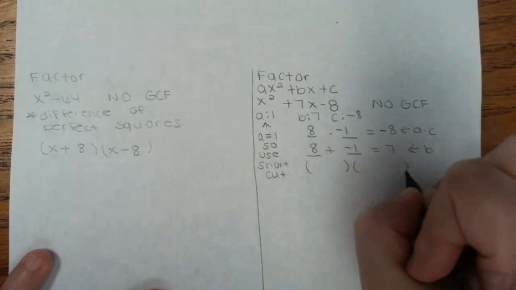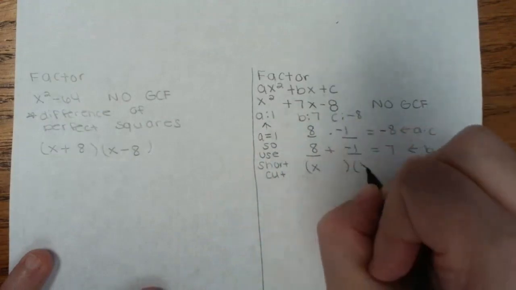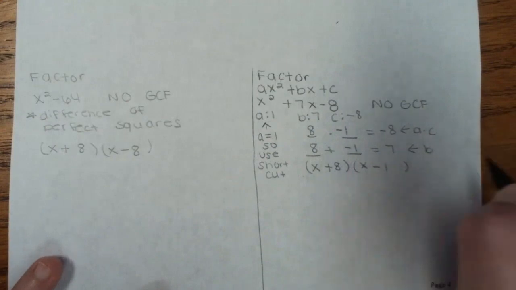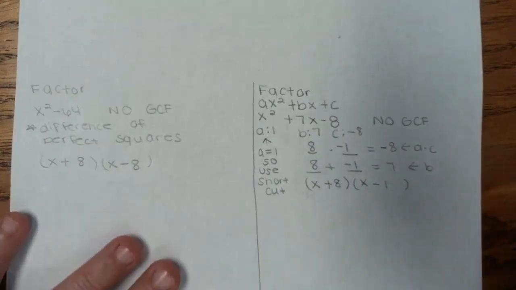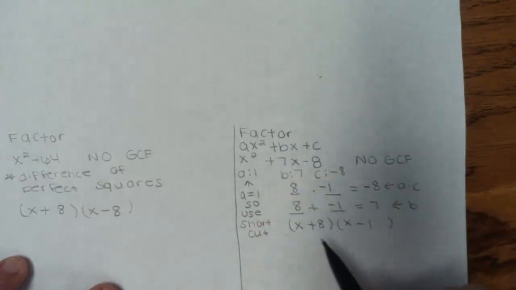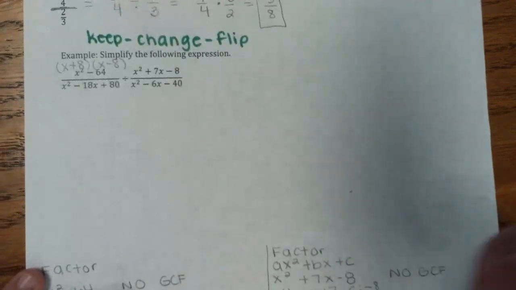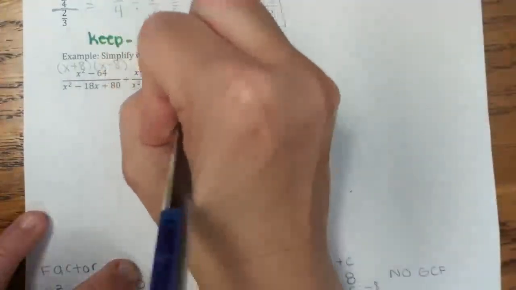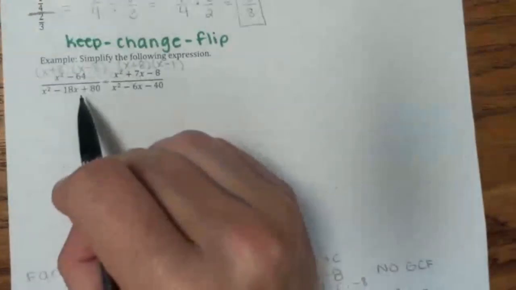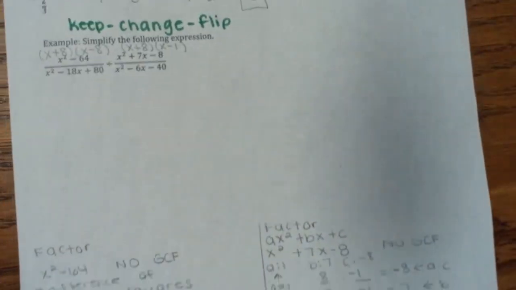Our shortcut says we can go straight to our two factors. Our variable's x, and our first blank is positive 8, so x plus 8 is one factor, and our next blank is negative 1, so x minus 1 is another factor. So we're going to rewrite x squared plus 7x minus 8 in factored form as x plus 8 times x minus 1. All right, let's do this one next: x squared minus 18x plus 80.